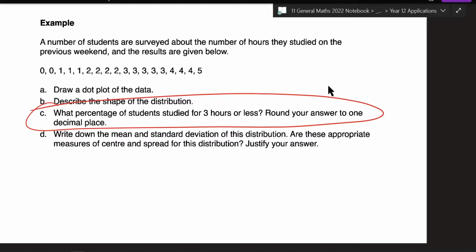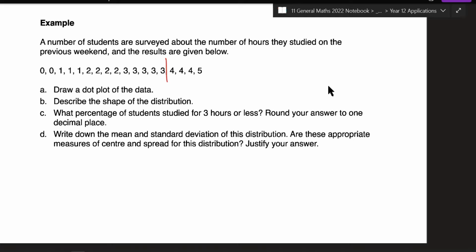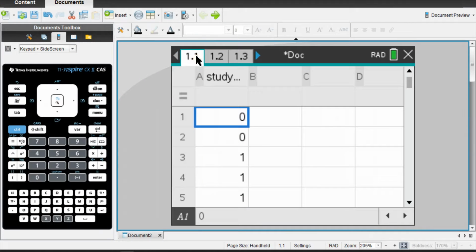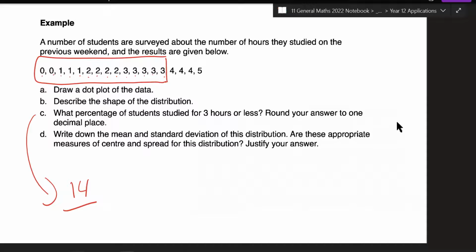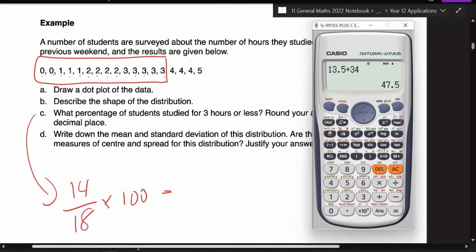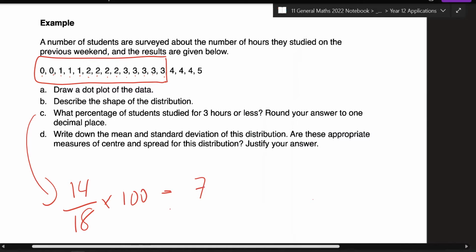Question C: what percentage of the students studied for 3 hours or less? Three or less would be all of these. If you counted, you got 1, 2, 3, 4, 5, 6, 7, 8, 9, 10, 11, 12, 13, 14. 14 out of, I think it was 18 pieces of data. Yep, 18. So 14 out of 18, put that in your calculator, times it by 100. 77.8, rounded to one decimal.